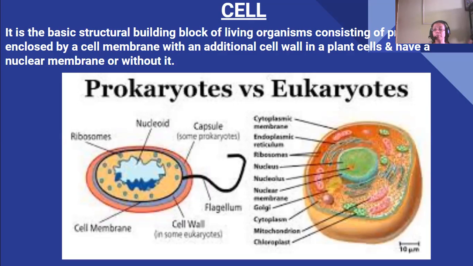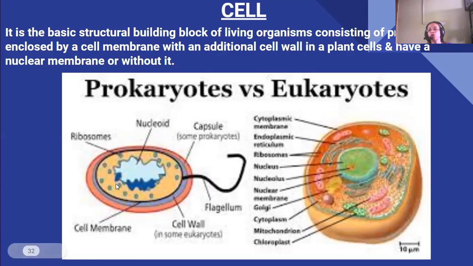Like I told you, when we build up a house, we need a brick to first start with. So the brick is the cell of the total building. Like that, the cell is the building block of the living organism, which contains protoplasm enclosed in a cell membrane. And in case of plant cell, there's an additional cell wall to protect it. This cell also has some nuclear membrane with the nucleus, or some nuclear material without the nuclear membrane. So that is the difference between the prokaryotes and eukaryotes.